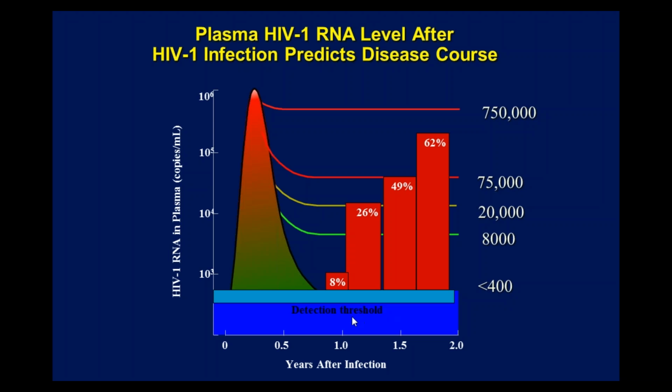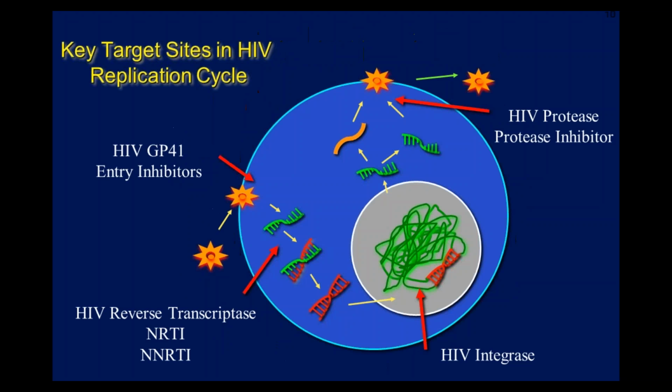And that's a very important thing, because now the standard is to get the virus to an undetectable level in everybody, and that's how you prevent the disease from progressing. So we have a bunch of targets that we can use to treat HIV. For example, we have entry inhibitors that prevent HIV from gaining entry into the cell.